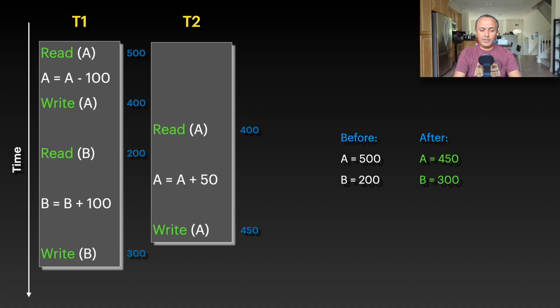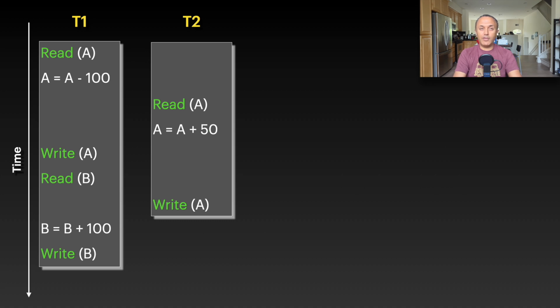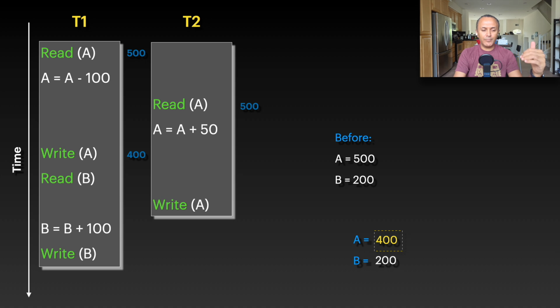In a different interleaving, it could look this way. Let's see what happens here. So A equals 500. We're going to subtract 100 from that. And then T2 is going to read A as well, which is still 500. It's going to add 50 to that. Now T1 is going to write A, so 500 minus 100, that's 400. So it wrote 400 into A.